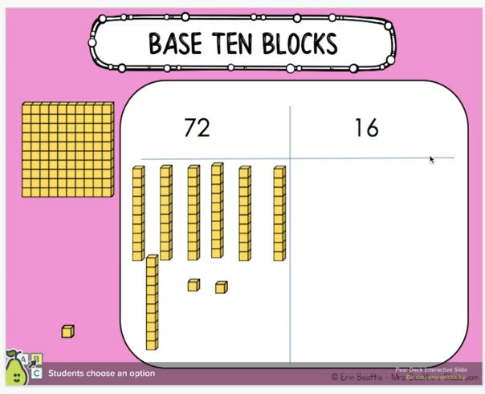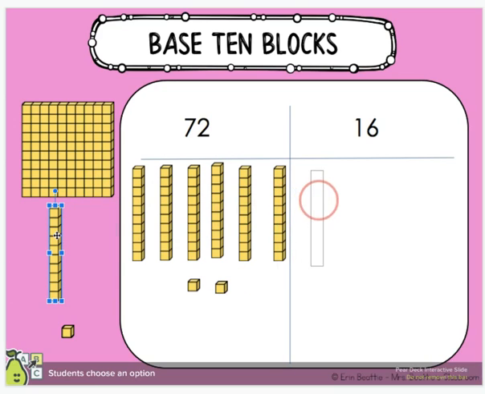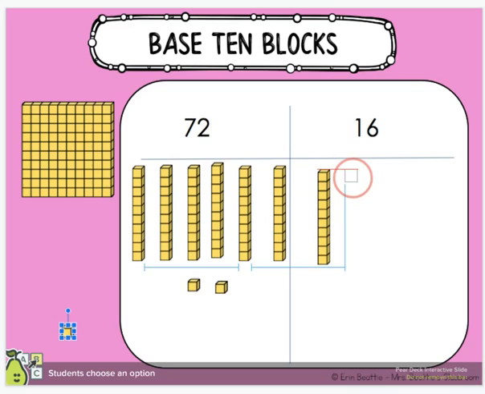We're going to do the same thing with the number 16. Let's see how many tens are in the tens place. 1. So how many base 10 blocks am I going to need? 1, that's correct. The next is the ones place. There are 6 ones. So how many 1 blocks am I going to use? That's right, 6.